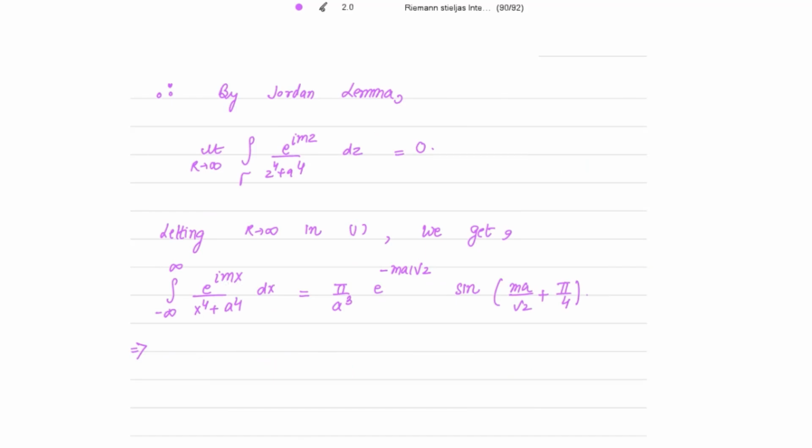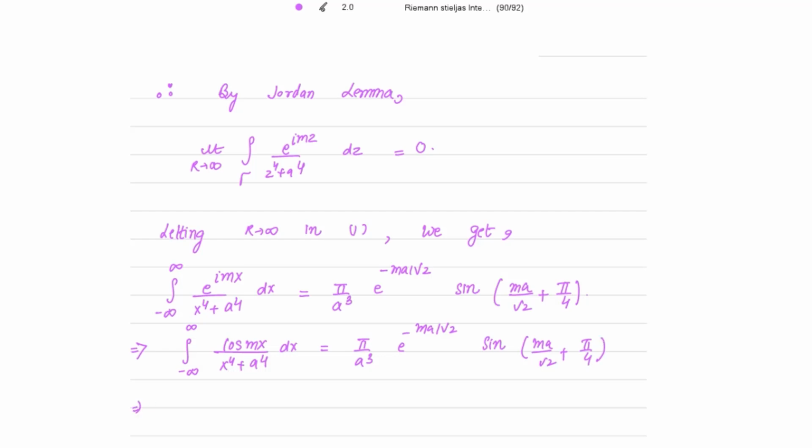So e to the power iota mx is cos of mx plus iota sine of mx. So just focus on the real part. You will get the integral from minus infinity to infinity of cos of mx over x to the power 4 plus a to the power 4 dx is equal to, okay, the right hand side is already a real part, there is no iota. So this is equal to pi over a cube e to the power negative ma over root 2 sine of ma over root 2 plus pi by 4.